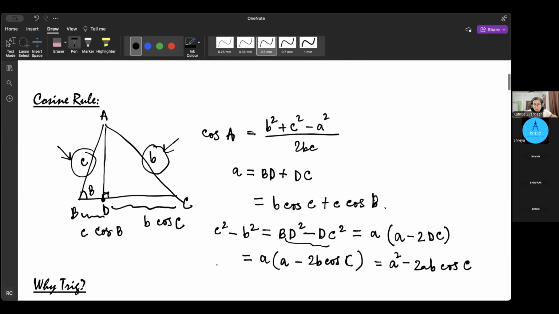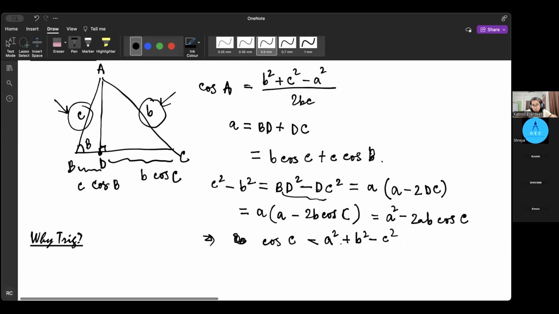Let me check once. So, what would this give me? Wait a sec. Cos C is just a squared plus b squared minus c squared by 2ab. Yeah, this is right. So we get cos C from here, and this should be analogous. So what we proved essentially wasn't cos A, but it was cos C. So yeah, I should have mentioned that before, my bad. And cos C is supposed to be b squared plus a squared minus c squared by 2ab. And that's what we found out.